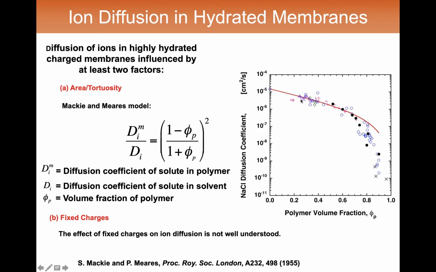And this is showing some data from the literature compared to this Mackey and Mears model. And you can see that at low polymer volume fractions, that is at high water content, the model does a pretty good job, not having any adjustable parameters, and it extrapolates properly up to the ion diffusion coefficient in water when there's no polymer. You can see where it starts to fall off as you get to, for example, materials that have only about 20 volume percent water and less. This model starts to show greater and greater deviations.